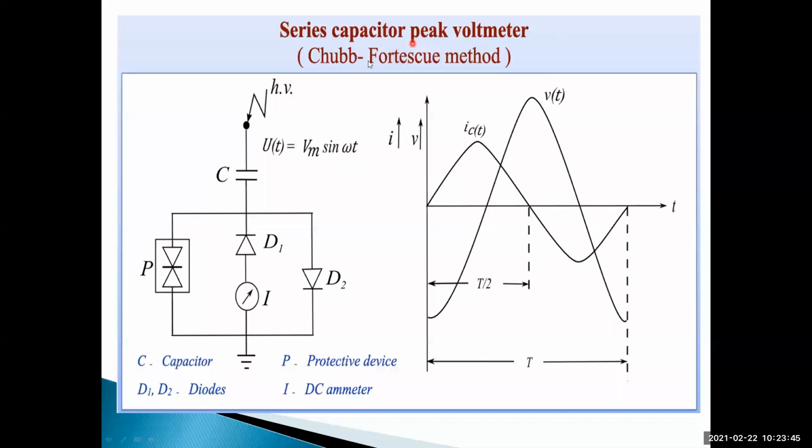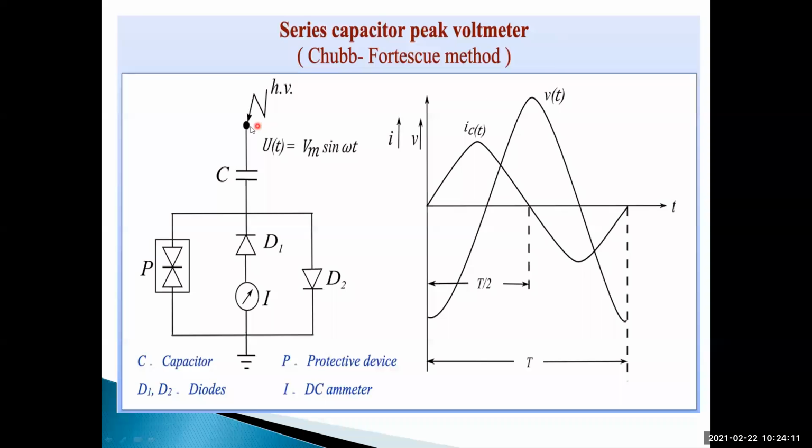So this is called the series capacitor peak voltmeter. This method was invented by Chubb and Fortescue, and it is also called the Chubb-Fortescue method. In this method, we measure the peak voltages by using a peak voltmeter. The total arrangement is called the peak voltmeter.